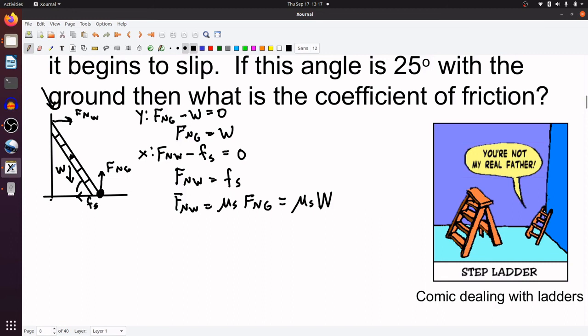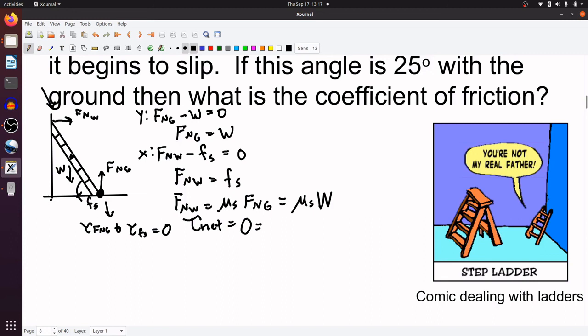This inner angle right here is 25. That's already given, so that's good. And so what I need to do is then torque it around this point. If we torque it around that point, that means the torque of F N G and the torque of the static friction will both be equal to 0. And so I only really have two torques. So let's do that. So it's a static equilibrium problem. So the net torque is equal to 0.